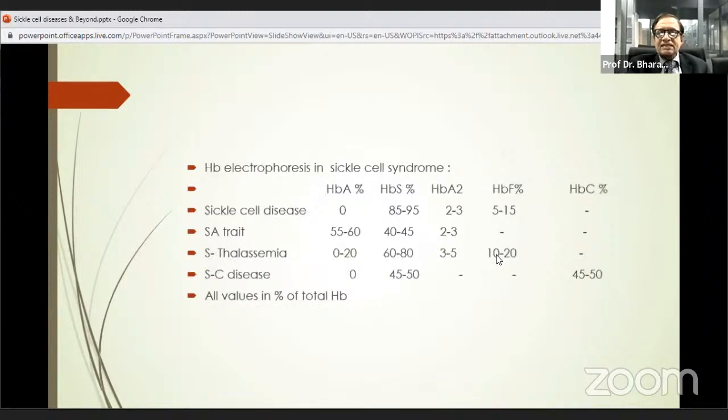In sickle cell disease, there is adult hemoglobin 0%, hemoglobin S 85 to 95%, hemoglobin A2 2 to 3%, and hemoglobin F 5 to 15%. In sickle cell trait, adult hemoglobin is 55 to 60%, hemoglobin S is 40 to 45%, and hemoglobin A2 2 to 3%. In sickle thalassemia, adult hemoglobin is 0 to 20%, hemoglobin S 60 to 80%, hemoglobin A2 3 to 5%, and hemoglobin F 10 to 20%. And in SC disease, hemoglobin S is 45 to 50%, and all values are in percentage of total hemoglobin.